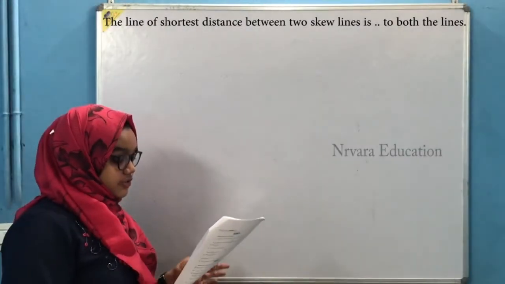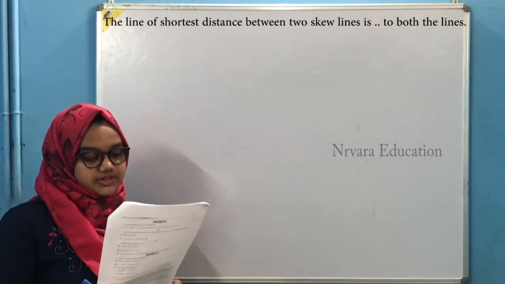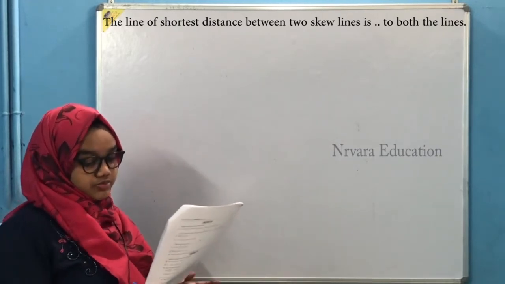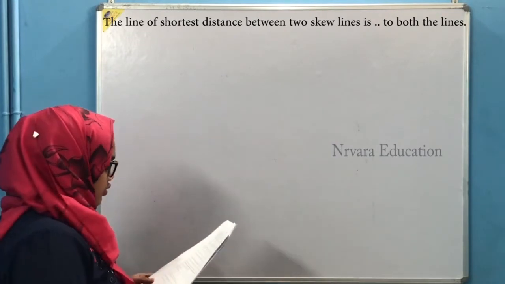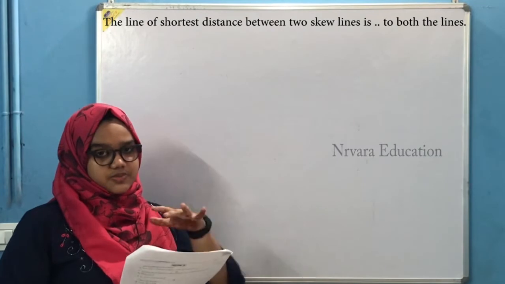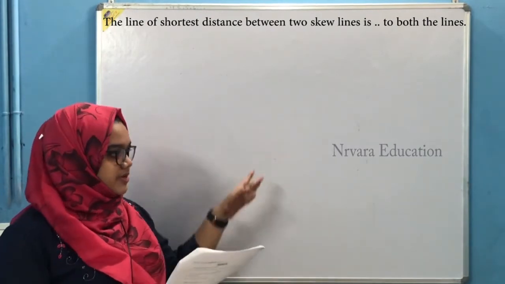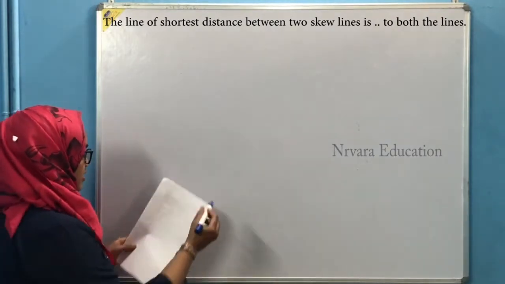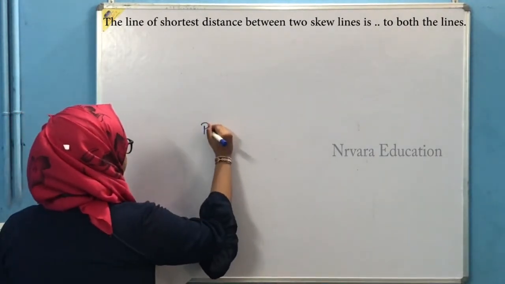So in the 15th question, the second part of the question: the line of shortest distance between two skew lines is perpendicular to both lines. So we do know that the shortest distance between any two lines will be the distance which is perpendicular to both of the lines. So the answer will be perpendicular.